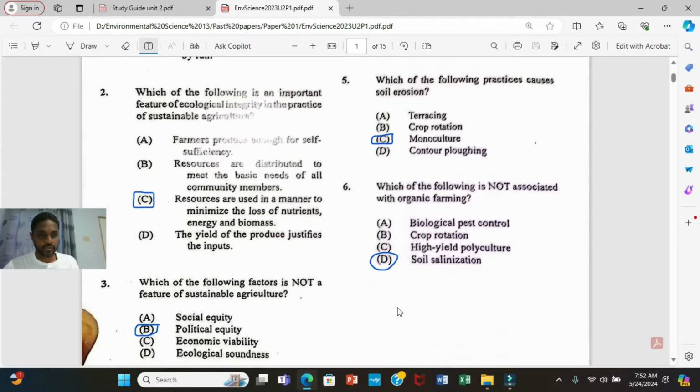Number six, which of the following is not associated with organic farming? Now the answer is soil salinization. The one that is associated with soil salinization would be the monoculture, because you'd plant one type of crop in large quantity and you'd have to use a large quantity of nutrient, and most of these nutrients that they would be using would be the inorganic, and most of those produce a lot of salts. But with organic farming, like your compost, chicken manure, rabbit manure, those you won't have a lot of soil salts.